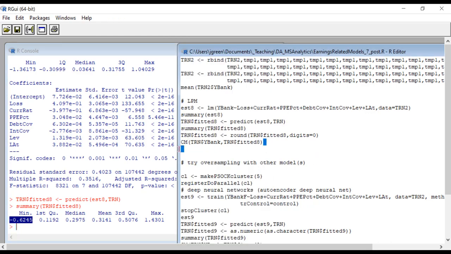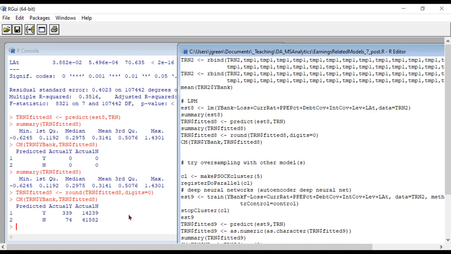So what does that do? Let's go ahead and look at that. We have this fitted value that we would predict with. Notice we've got a lot of these: when it is a bankruptcy, 339 of these actually are bankrupt, and we call them bankrupt. We're only missing 74 that actually went bankrupt, and we didn't say they were bankrupt.